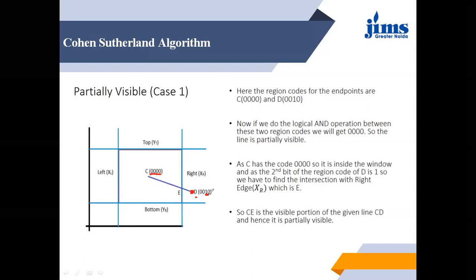So from here, you can see that the second bit is 1 and this second bit represents right. In our region code, the second bit from the right represents the right and this represents the left. This is the region code we assigned in the starting. So now if we do the logical AND operation between these two regions, we will get a 0, as I told you. So the line is partially visible.